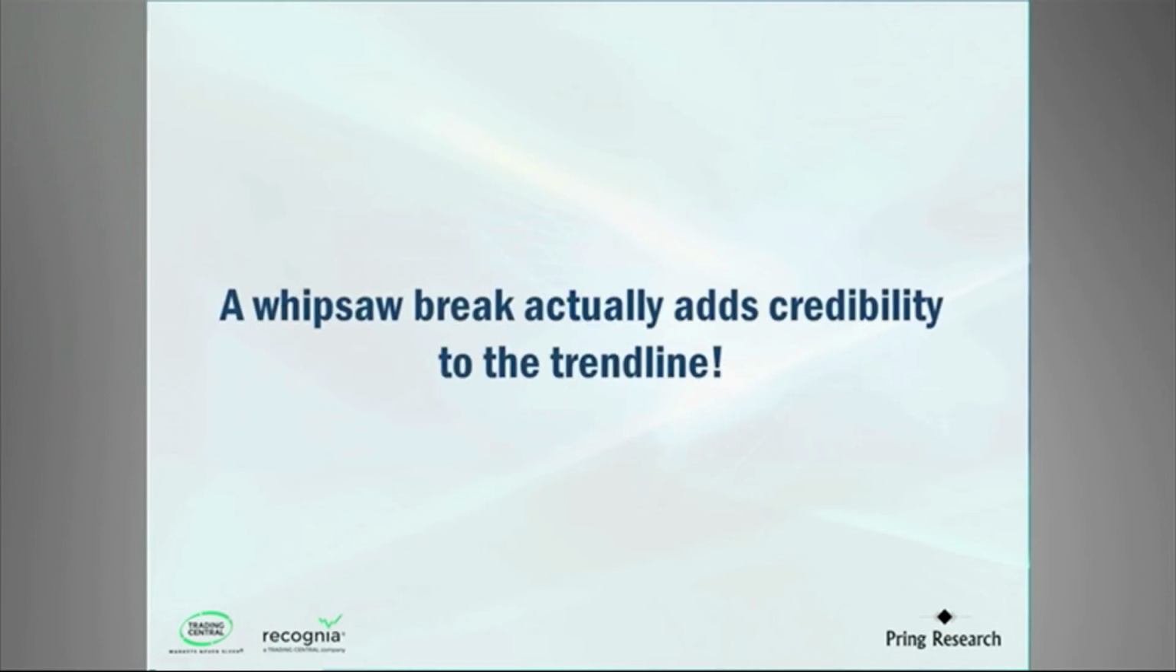When you think about it, a whipsaw break actually adds credibility to the trend line. That's because the price is able to violate the line, but because it's so significant as a support resistance area, the price is unable to hold that break. If it was not such a significant barrier, the break would have held and the whipsaw avoided. Consequently, when the price is able to experience a valid break, the signal is that much stronger.